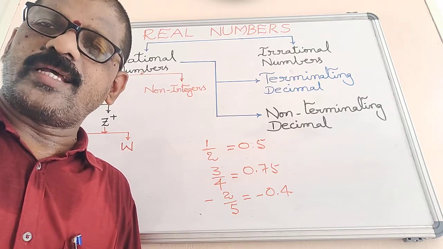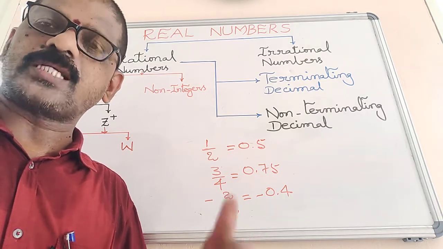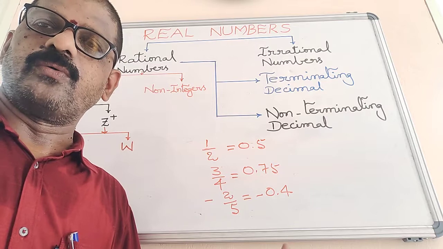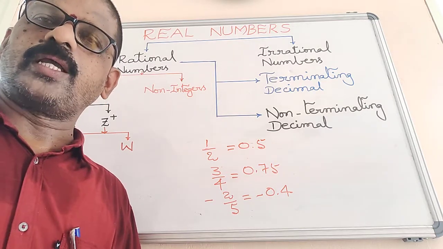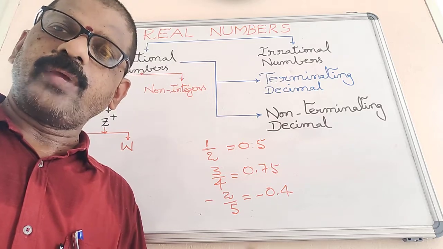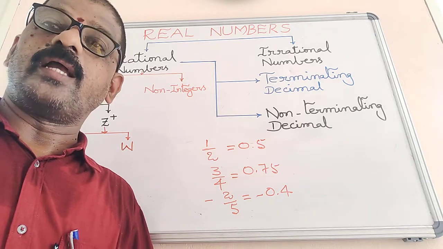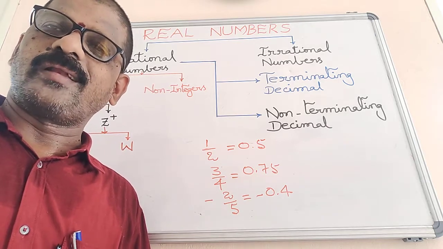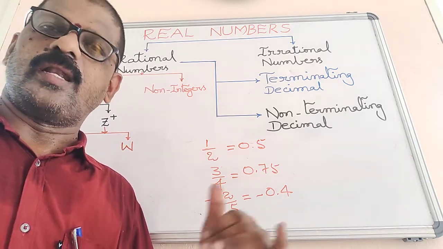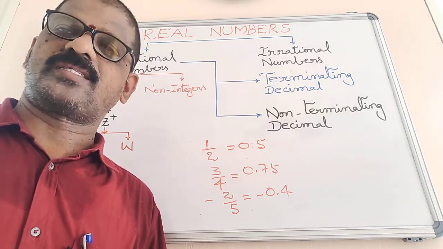So, what are called non-integers? A number that can be expressed in fractional form, that is p by q. What are the conditions for p by q? Q is not equal to 0, and p and q, numerator and denominator, must be integers. Clear? We can write either positive or negative. So those are called rational numbers.